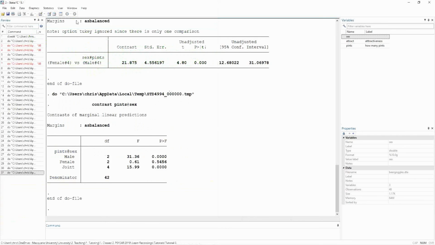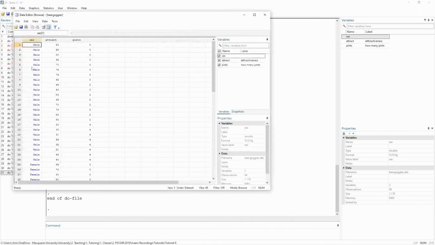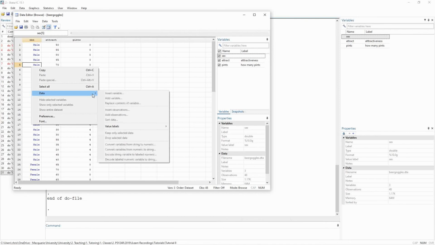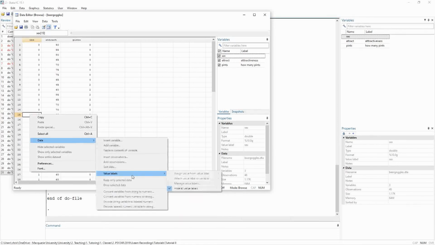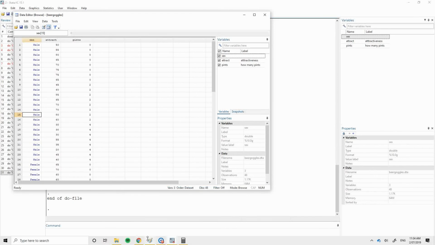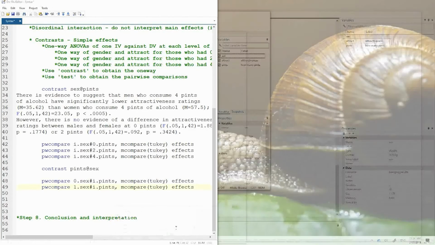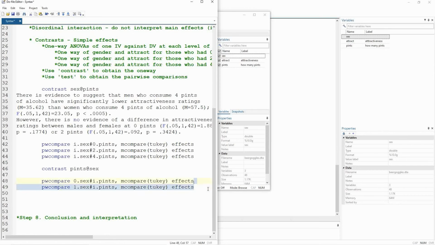So let's just remind ourselves how gender was coded. I've just right-clicked to bring up these menus. Males was scored 0. So all I'm interested in is PW_compare on males. So let's go back to my syntax. I don't actually need this PW_compare 1.sex line. I just need the 0.sex line. I'm asking for Tukey's comparisons because it is post hoc and it's balanced. And I'm asking for my p-values.